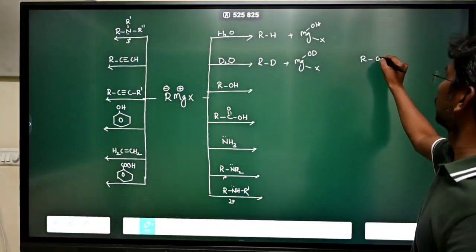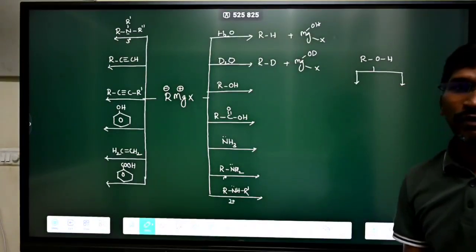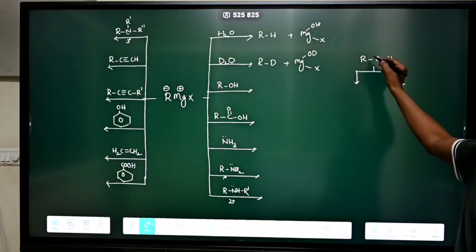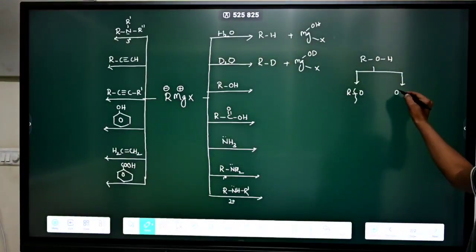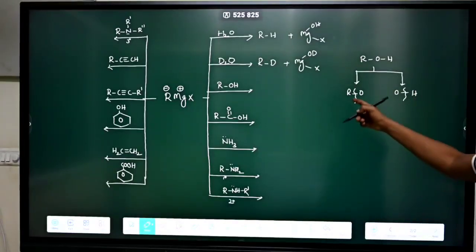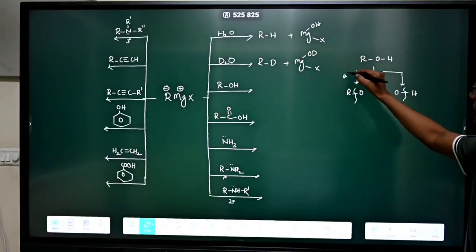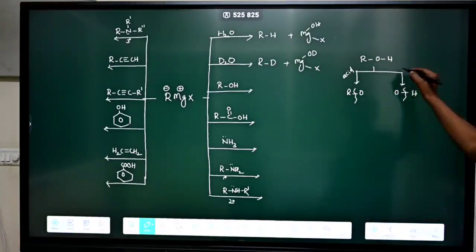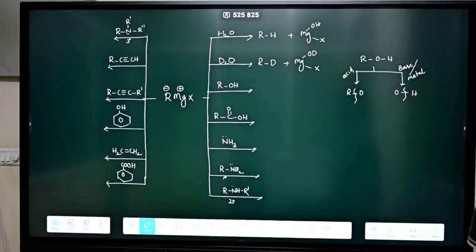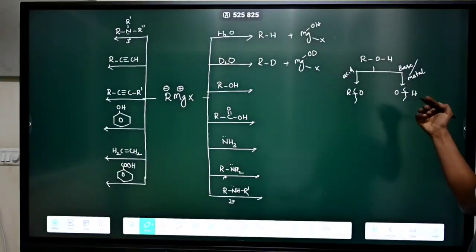Then ROH. Whenever you take reactions of alcohol, alcohol can participate in two types of reactions. We can cleave the bond between R and oxygen, and we can also cleave the bond between oxygen and hydrogen. Then when is it possible and when do we have to follow this one? Whenever alcohol is treated with acid, the bond will be cleaved between R and oxygen. Alcohol on treating with base or any metal: what is the nature of the base? Base is a proton acceptor. That's why the bond will be cleaved between oxygen and hydrogen.